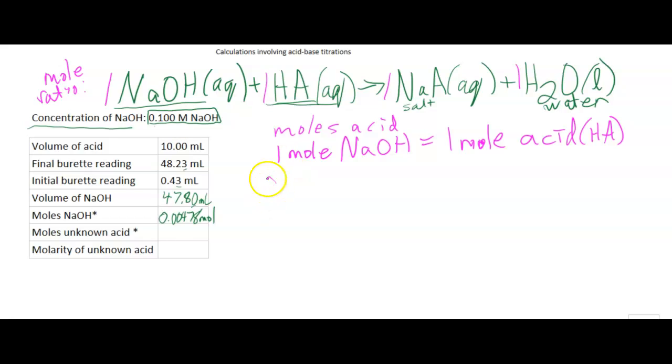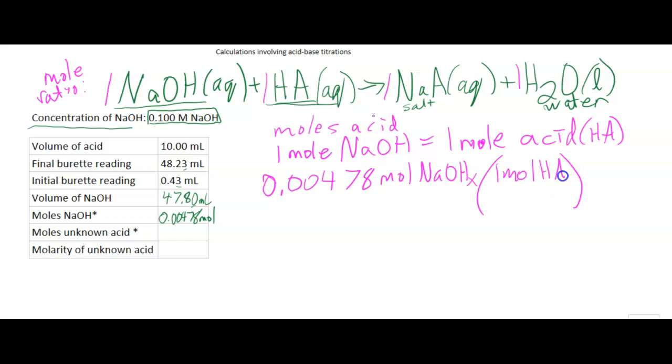So if I have 0.00478 moles of NaOH, I can convert it. I have 1 mole HA for every 1 mole NaOH. So I have 0.00478 moles of HA. And I've changed colors just so that we can keep track, because we do want to make sure that we're careful about whether we're working with our acid or working with our base.